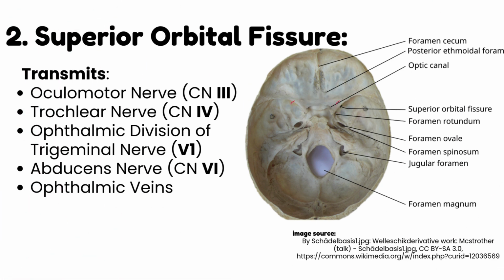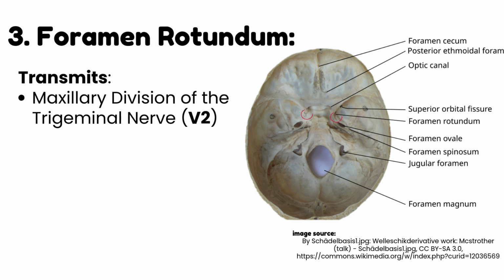Number 2. Superior orbital fissure transmits the oculomotor nerve, cranial nerve 3, trochlear nerve, cranial nerve 4, ophthalmic division of trigeminal nerve, abducens nerve, cranial nerve 6, and ophthalmic veins. Number 3. Foramen rotundum transmits the maxillary division of the trigeminal nerve.